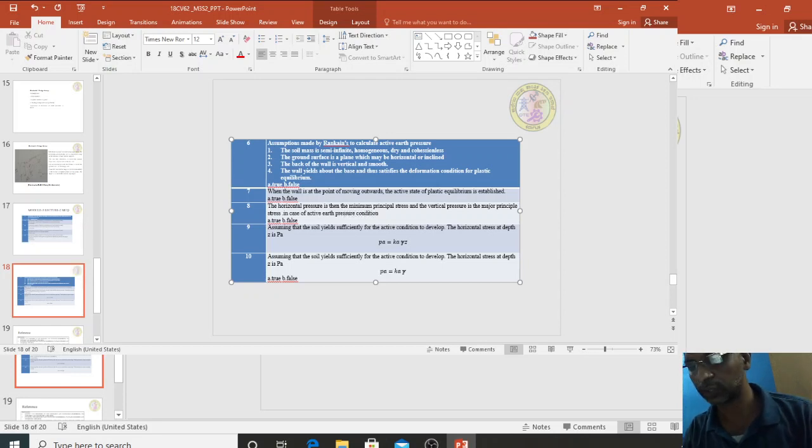Assuming that the soil yields sufficiently for the active condition to develop, the horizontal stress at depth Z is equal to PA. That is also true. Assuming that the soil yields sufficiently for an active condition to develop, the horizontal stress at depth Z is PA. So that is true.